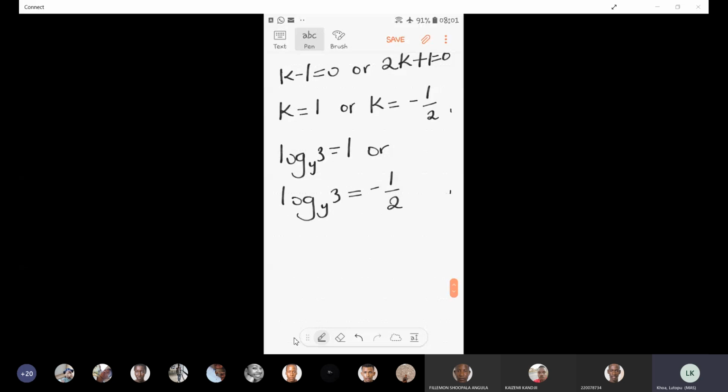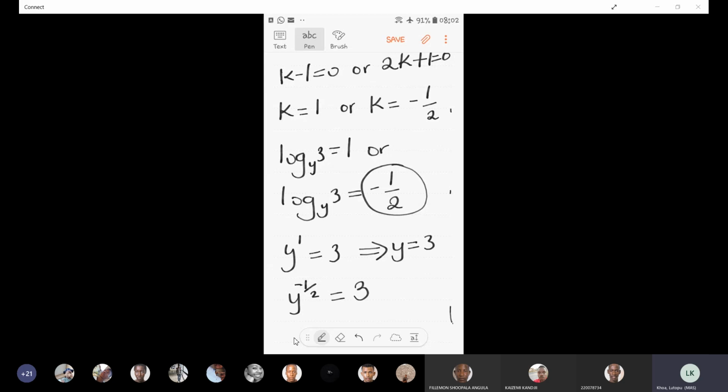Then what you do is you write each of them in exponential form and then you solve. So the first one, you have y to the power of 1 is equal to 3. This just means y is equal to 3. And for the second one, you have y to the power of minus a half, and then this is equal to 3.